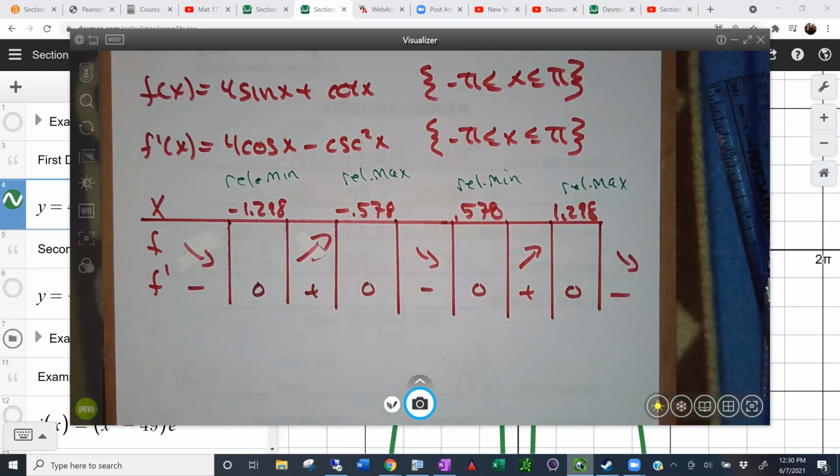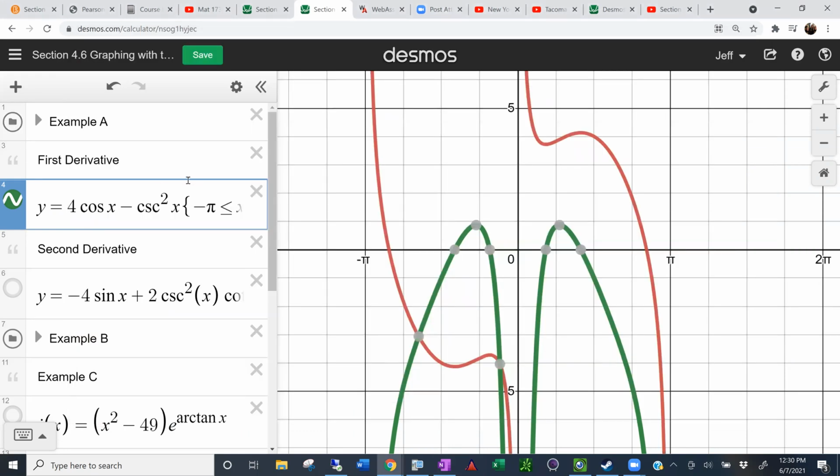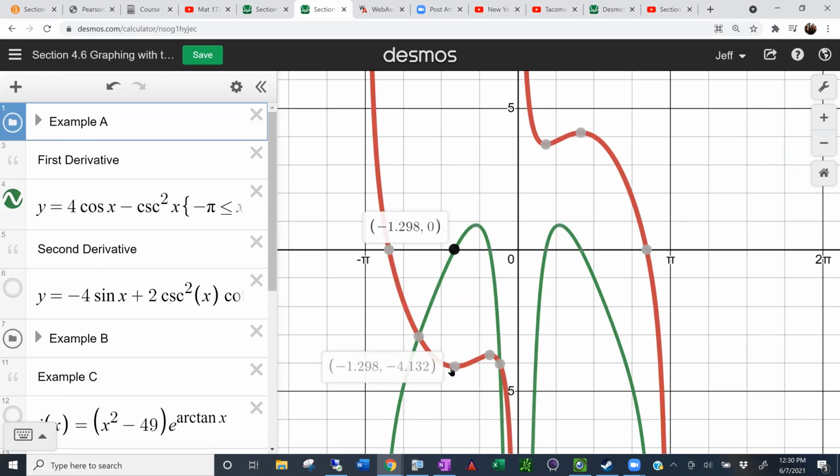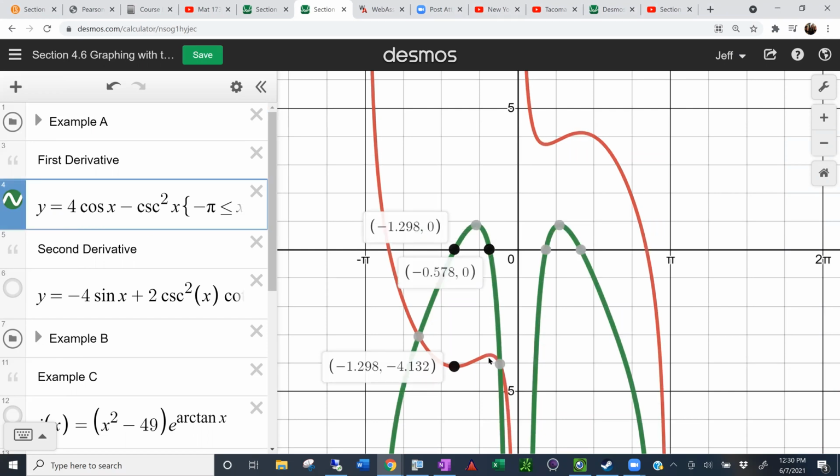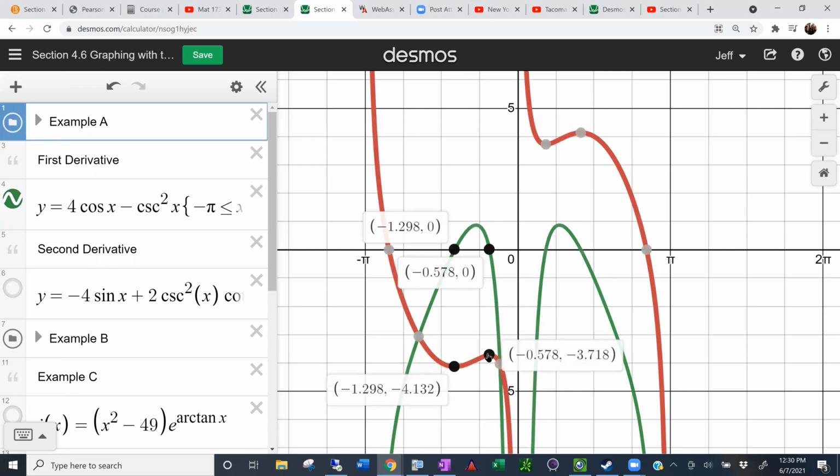Awesome. Let's see if that makes sense in terms of the graph. So we can turn back on the graph and take a look here. So right here, we said that we should have a relative min, and we do. Cool. And then a little ways over, right here, we said we have a relative max, and we do. And so on. Relative min, relative max. Perfect. It's exactly lining up like we expect to see it.